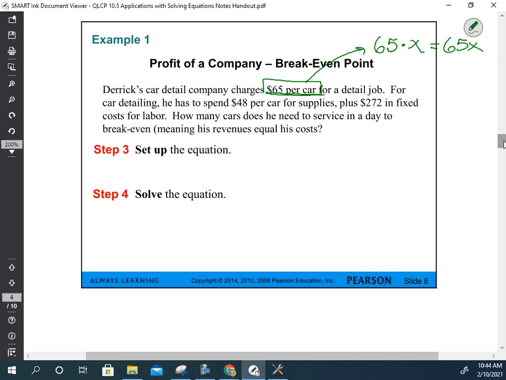For car detailing, he has to spend $48 per car. So $48 per car, so that's 48 times X, times the number of cars, plus $272 in fixed costs. So I'm pretty sure Derek's not working by himself. He probably has a couple people that he hired to help him. Or he has a space that he's using that he's got to pay the rent for. That's $272.